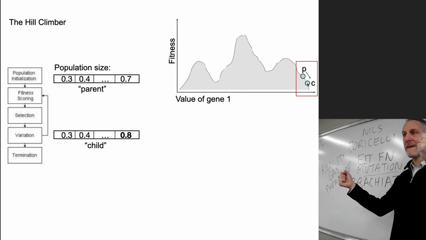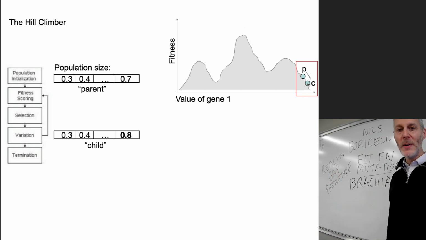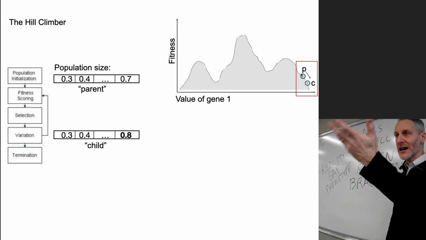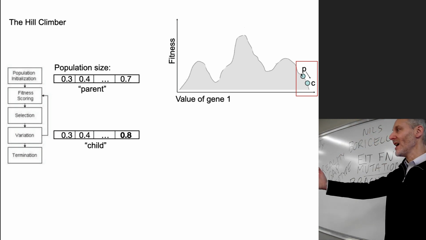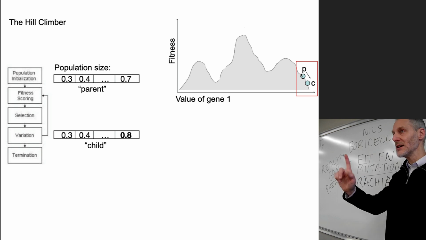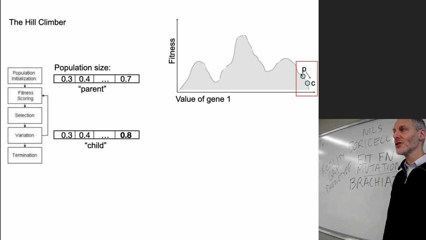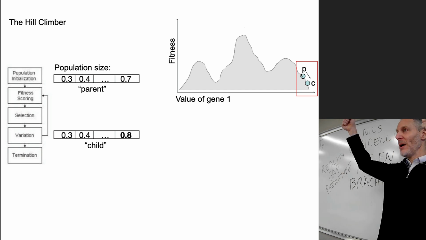Does it discard the child? Discard the child, right? Harsh, but this is the way the hill climber works. We're back to the parent. You can guess what happens next. The parent produces another different single offspring, and we measure the fitness of the child. Let's assume at this point that the child's fitness is slightly higher than the parent.